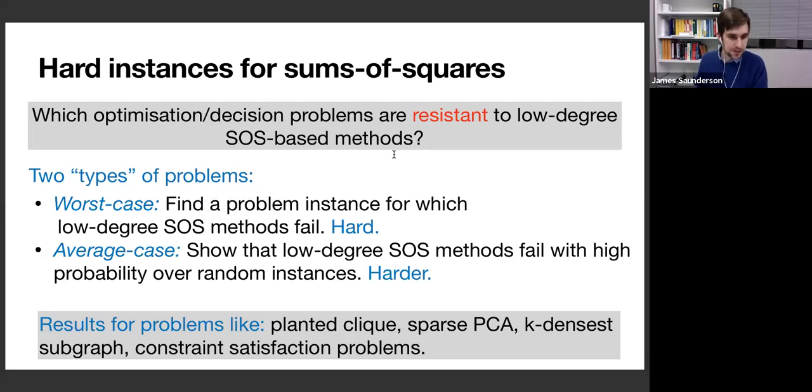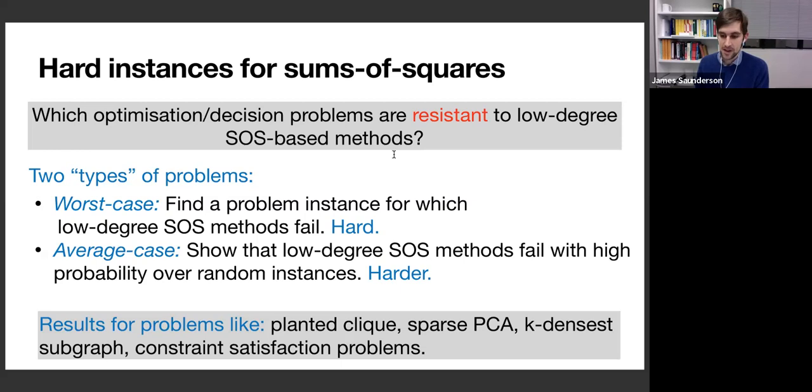And what's turned out is that in the last 5 years or so, maybe a little bit more, pretty recently, there's been a stream of results, particularly in the average case setting, of negative results for a bunch of problems. So planted clique, and we'll talk about that a bit more in the next slide. Sparse PCA, k-dense subgraph, and constraint satisfaction problems of various sorts. So interesting problems where people have really shown that there are real limitations on what you can achieve with sum of squares methods for these problems.